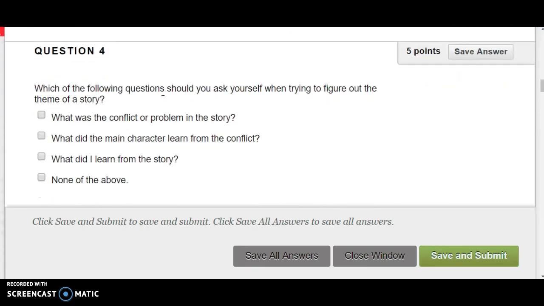Question 4. Which of the following questions should you ask yourself when trying to figure out the theme of a story? Select all answers that apply. What was the conflict or problem in the story? What did the main character learn from the conflict? What did I learn from the story? None of the above.